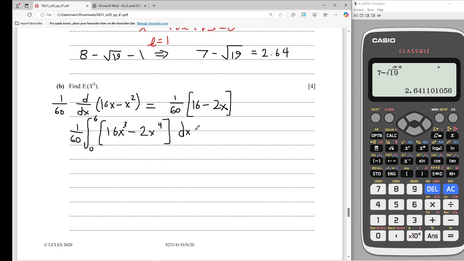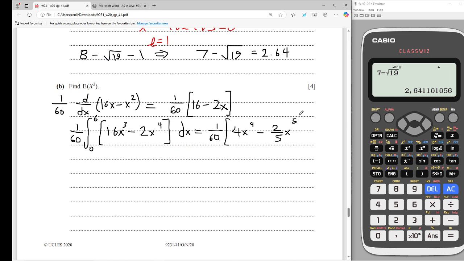Now we need to integrate, and this part may be a little bit tricky, but shouldn't be much of a challenge. So 16x cubed, how do we integrate that? It's going to be 4x to the power 4, and this is subtracted with 2 by 5 x to the power 5. Right.